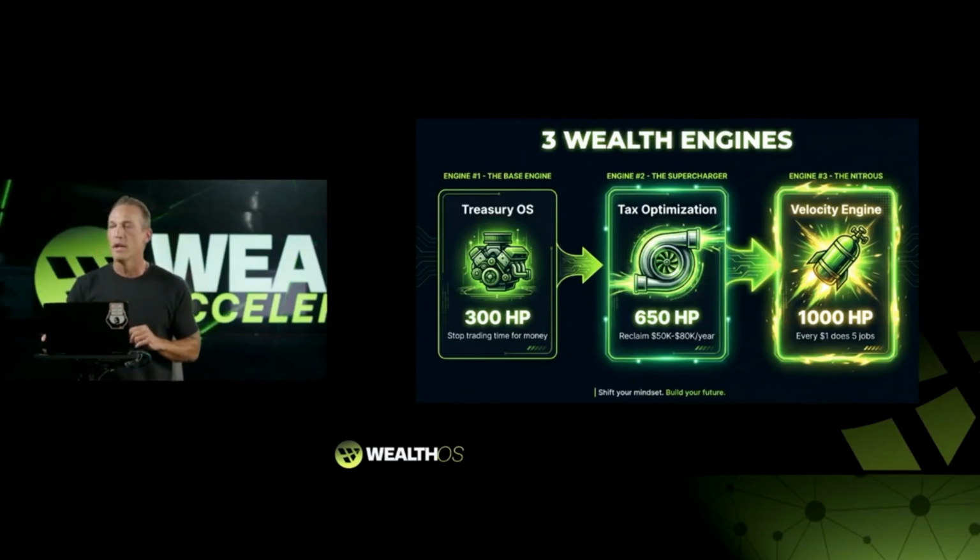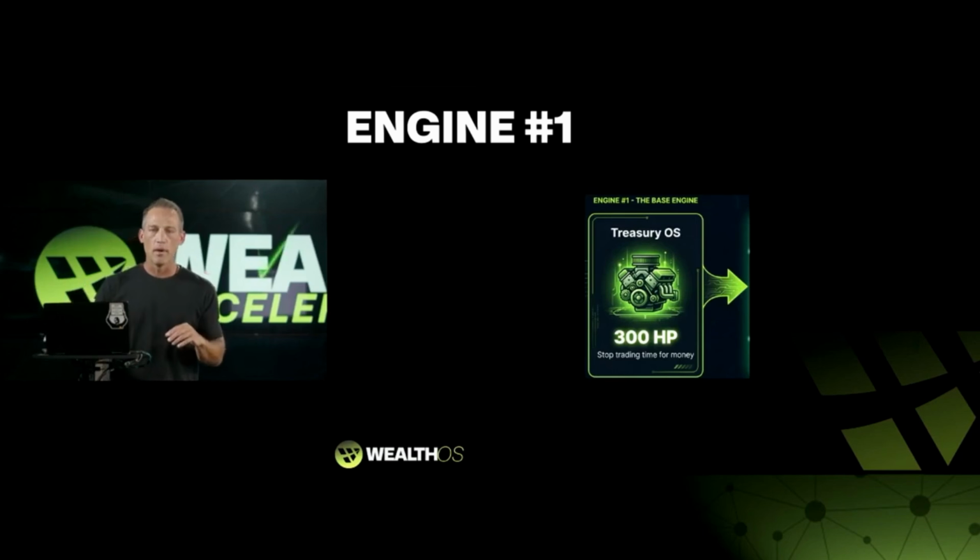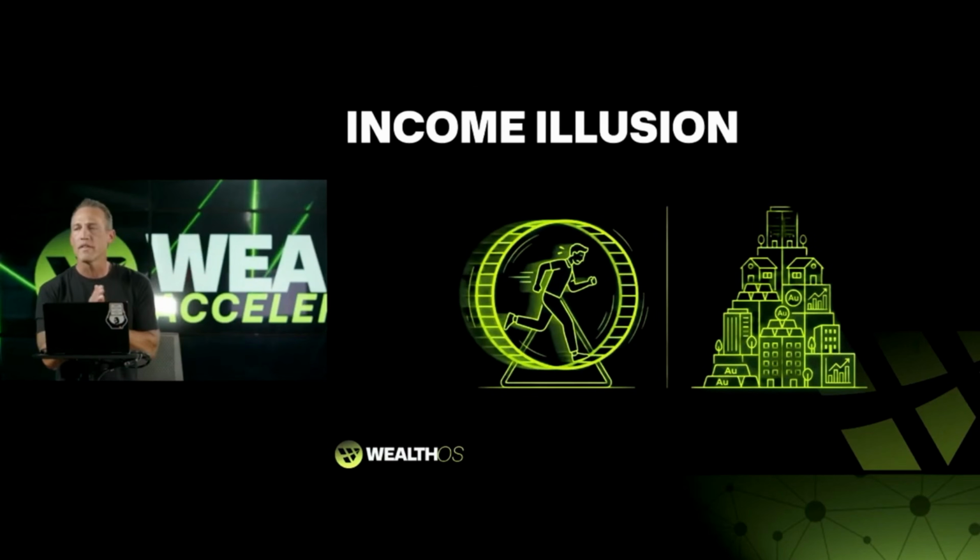Okay, so stick with me, and we're going to build it right. We're going to start with the foundation, engine number 1. Engine number 1 is our base layer. And let me show you why the income game is rigged.